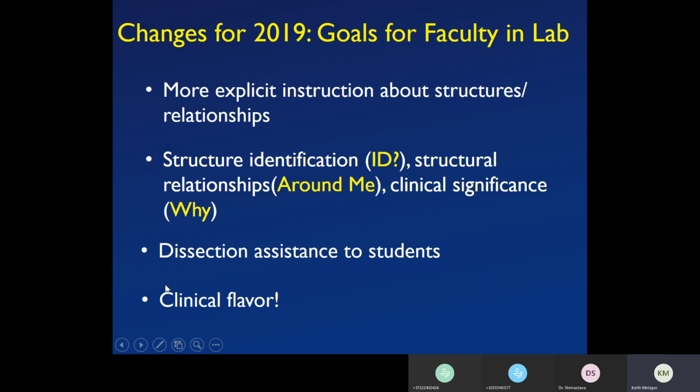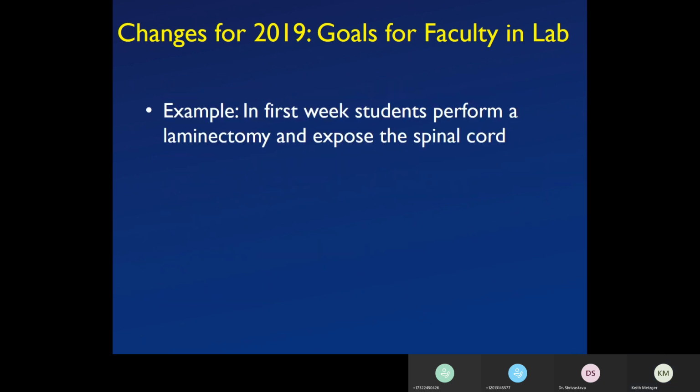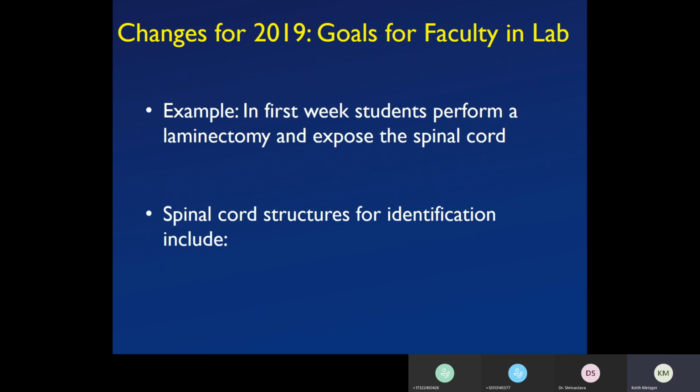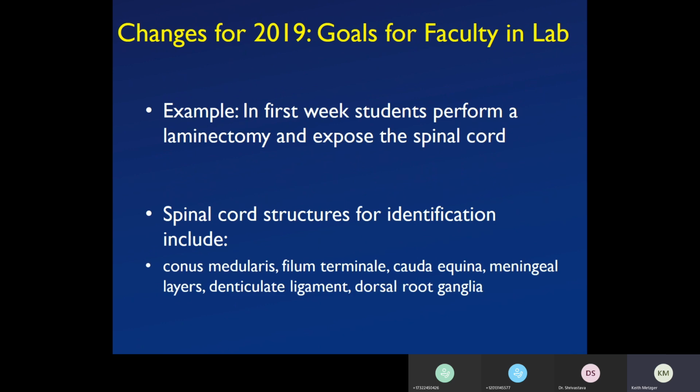And the reality is you can kind of throw these in all at the same time as you get used to doing things in the lab. Let's go through a quick example of this ID, around me, why. So first week of labs, students are going to be performing a laminectomy, and they've done this amazing exposure of the spinal cord. And we've given you in advance a list of spinal cord structures for identification. These include the conus medullaris, the filum terminale, the cauda equina, the meningeal layers, the denticulate ligaments, and the dorsal root ganglia.